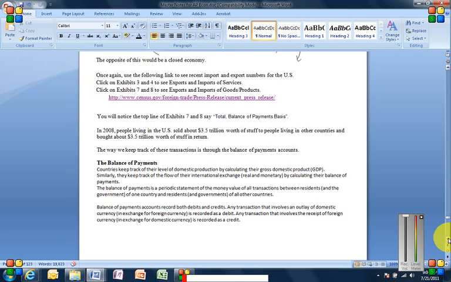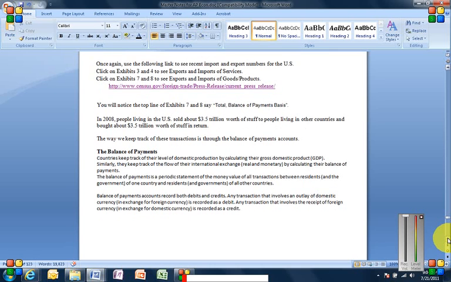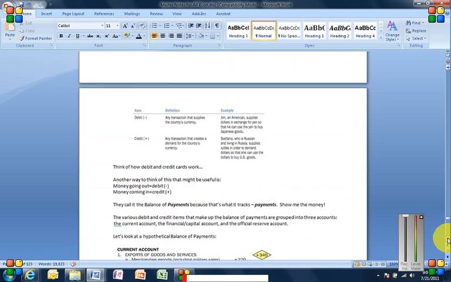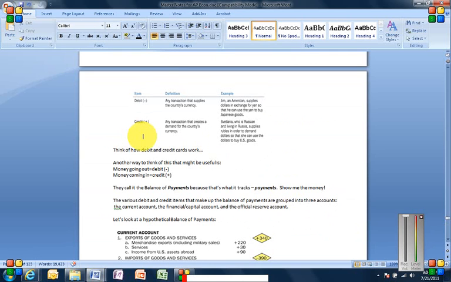Any transaction that involves an outlay of domestic currency in exchange for foreign currency so they can do business is recorded as a debit. Any transaction that involves the receipt of foreign currency in exchange for domestic currency is recorded as a credit. It's important to know the difference between a debit and a credit. Here's a visual that can perhaps help you with that.